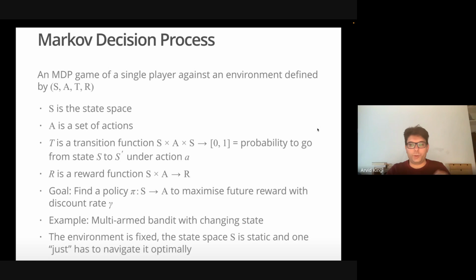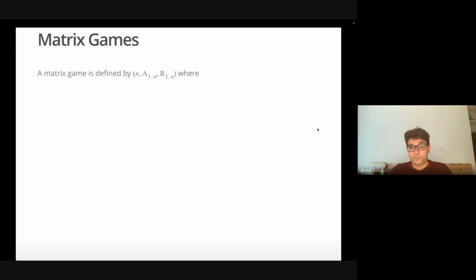So it's a game in the broadest sense that it's only you playing. There's no other player. The environment is sort of static. It might be stochastic, but at the end of the day, it is still not dynamically changing at all. The next set of games is slightly different. It is the matrix game.